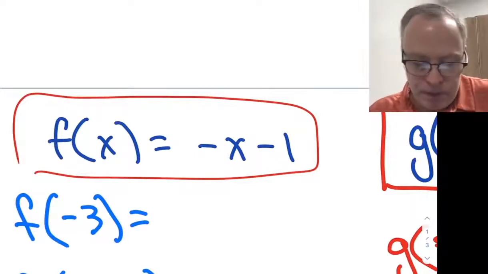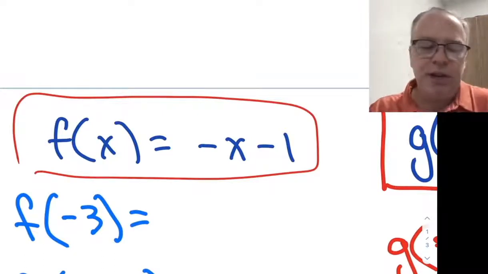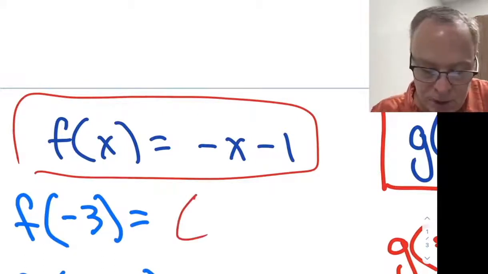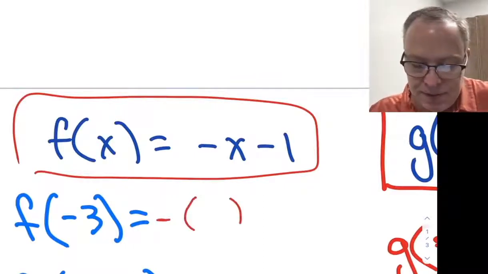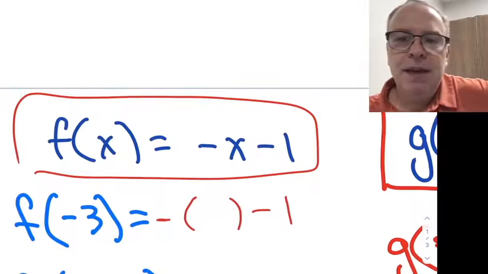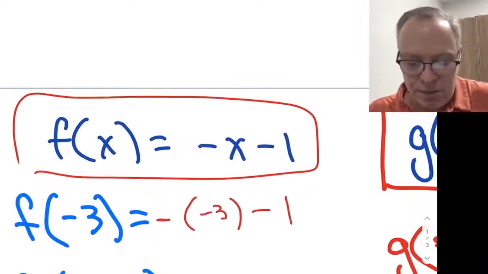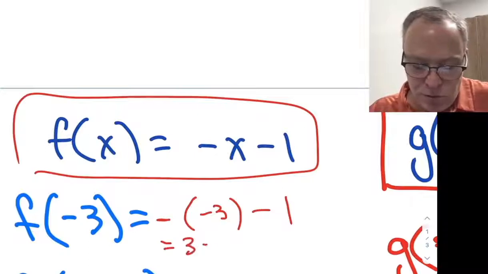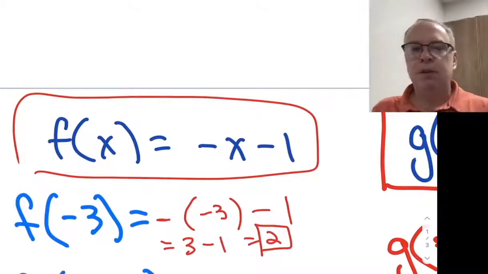Let's see. The machine, what it does is it changes the sign of the input. So you're going to change the sign on the input. So you actually have a double negative here. So we end up getting 3 minus 1, which is 2. Very good. Very good on the number 2.